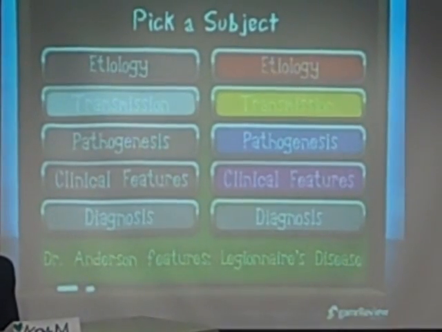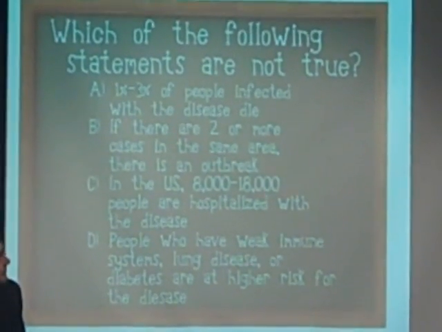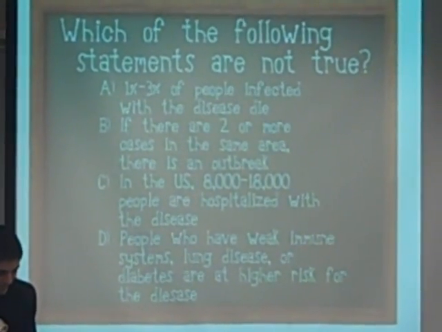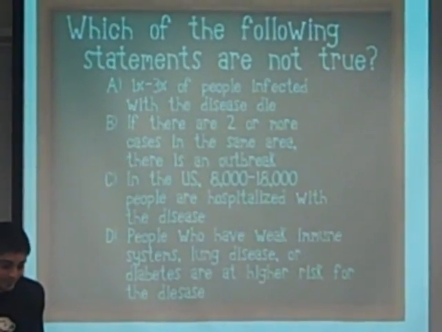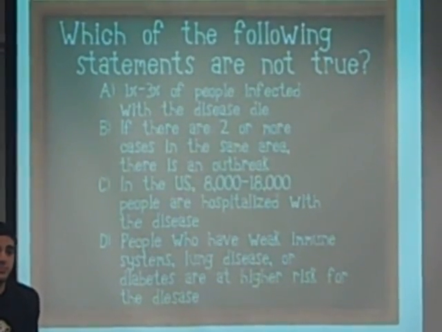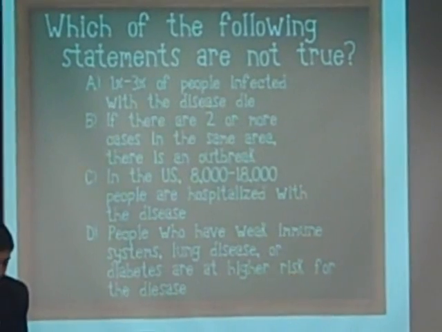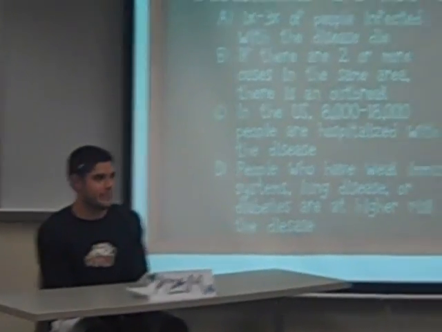Pick your next question. Maybe I'll have better luck with clinical features this time. Which of the following statements are not true? A. 1 to 3% of people infected with the disease die. B. If there are 2 or more cases in the same area, there is an outbreak. C. In the United States, 8,000 to 18,000 people are hospitalized with the disease. Or D. People who have weak immune systems, lung disease, or diabetes are at higher risk for the disease. It's definitely C, for sure.